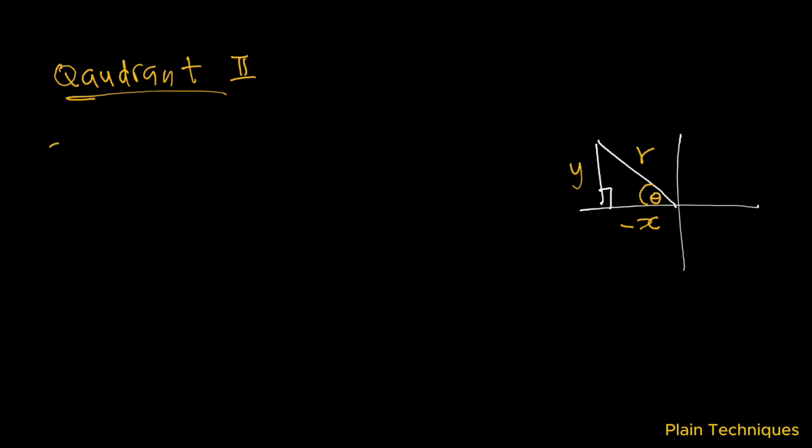All right, what do we know? Sine theta is opposite over hypotenuse. And when you reference our triangle, which one is opposite? Opposite is y, hypotenuse is r. So it's positive y over positive r. So it's positive over positive, which is positive.